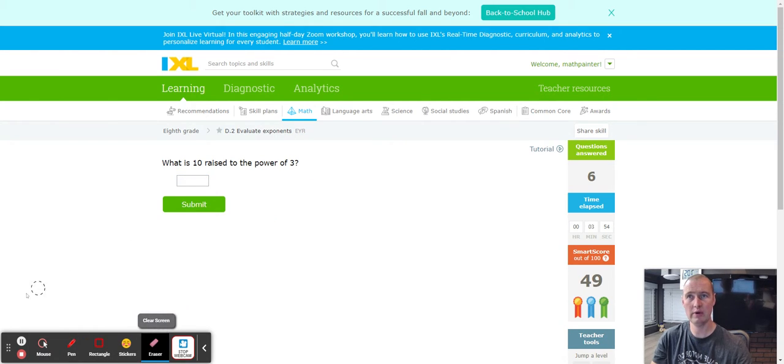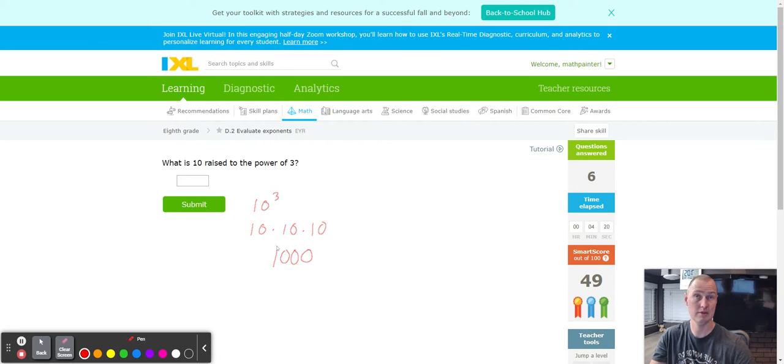We've got 10 raised to the power of 3. So 10 to the third power. And 10 to the third power is 10 times 10 times 10. And when you multiply by tens, you can take 1 times 1 times 1, which gives you 1. And because you have 1, 2, and 3 zeros, 10 times 10 times 10 is 1,000. So we're going to go ahead and plug in 1,000.